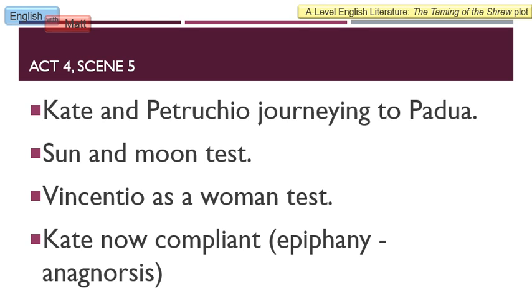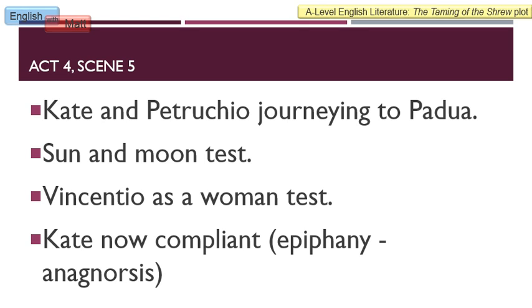But she also has an epiphany in this scene where she realises that in order to get what she wants, she just has to say what he wants her to say, even if she knows it's factually inaccurate. So she has an epiphany, which is also known as an anagnorisis. So this is the scene where she starts to show that she is now tamed.